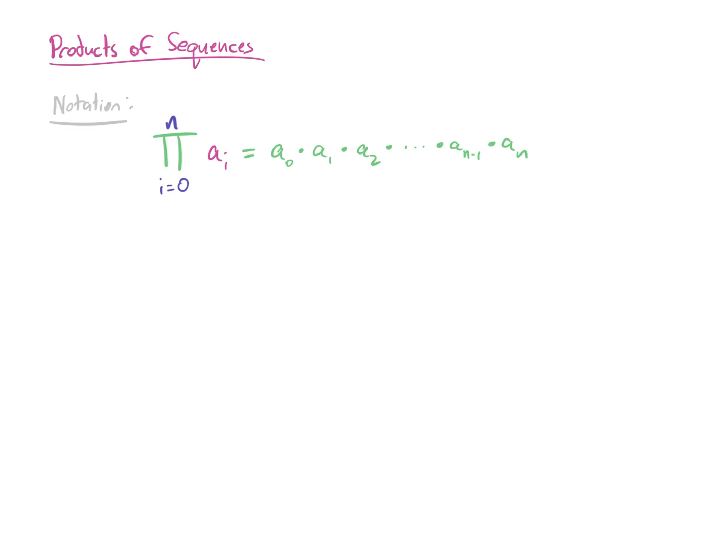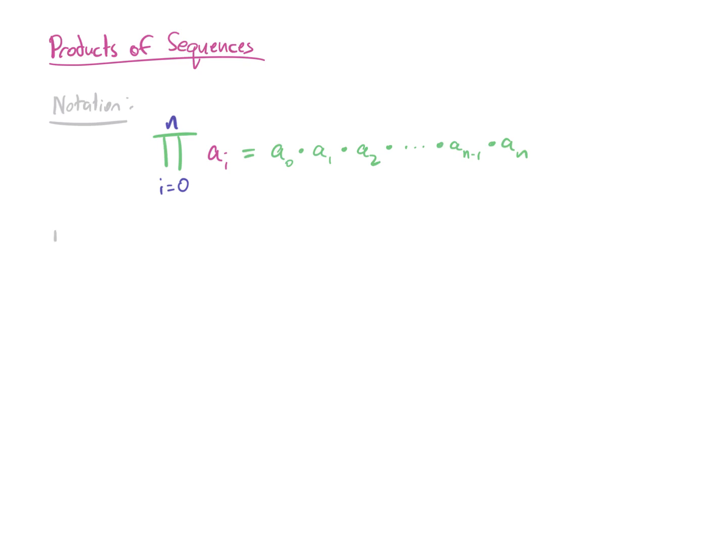So in order to compute a product, I write this big letter pi, and then the rest is very much like sigma notation. I need a lower bound on my index, I need an upper bound on my index, and then an expression inside the product. And the result of this is going to be that I simply multiply all the elements of the sequence together from A0 up to AN inclusive.